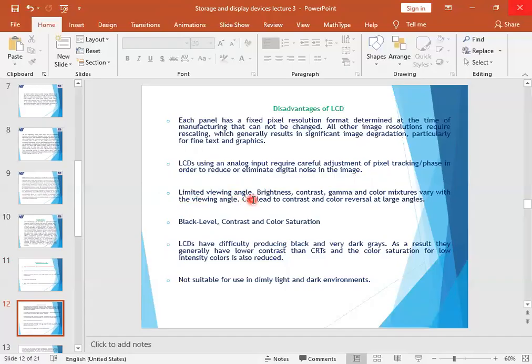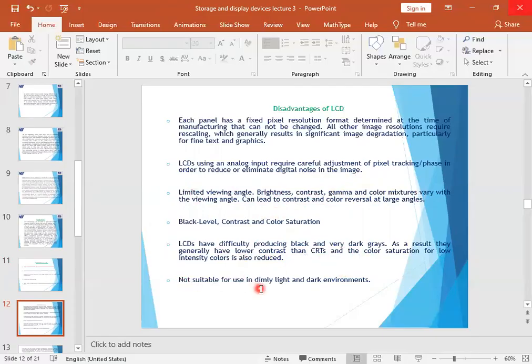Limited viewing angle. And we know that brightness, contrast, gamma, and color mixtures vary with viewing angle. So if viewing angle is limited, we cannot change all of these qualities to a large extent. Black level contrast and color saturation is also limited in the case of LCDs. LCDs have difficulty producing black and very dark rays. As a result, they generally have lower contrast than CRTs. Color saturation is not good there.